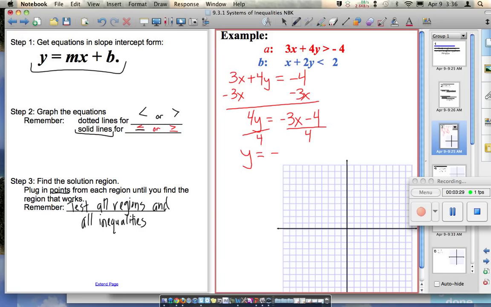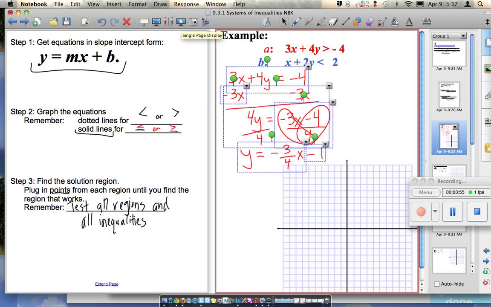I'm going to leave this as a fraction, negative 3 divided by 4 x. So I didn't actually do the division that was described here. But I do need to divide the other 4 by 4. So negative 4 divided by 4 is negative 1. That's a nice division. I can get that nice number. So that's my red equation. I have successfully done step 1 for my red equation.